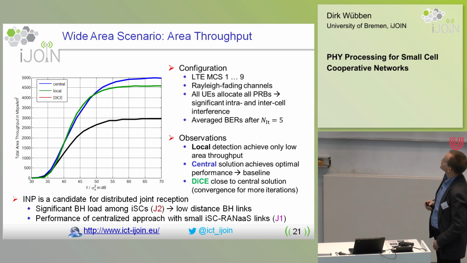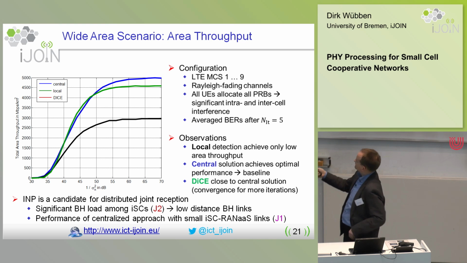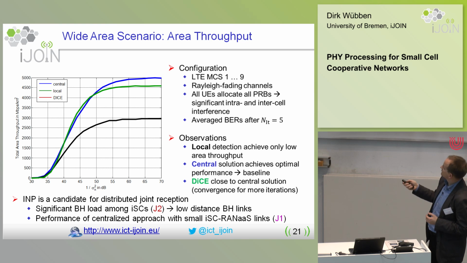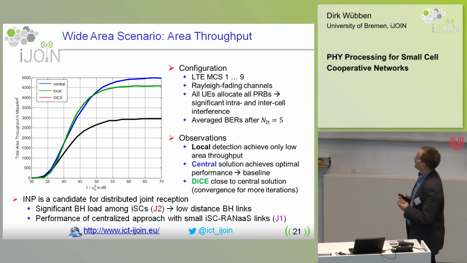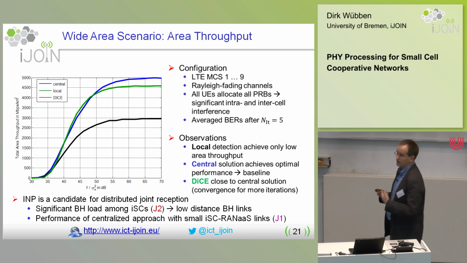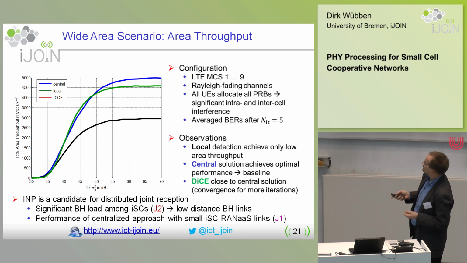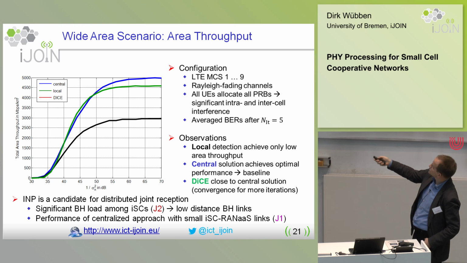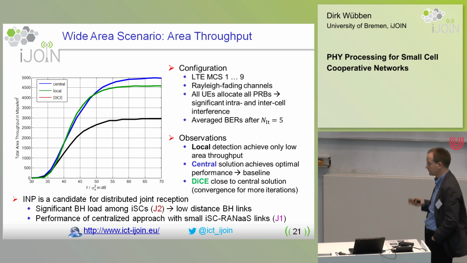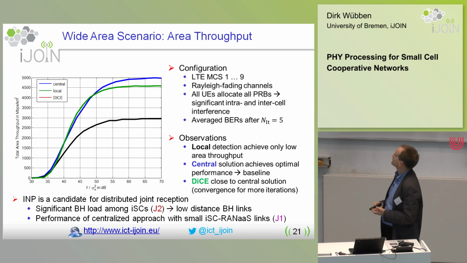And here we have the average bit error rate after just 5 iterations of this DICE approach. Here we see the corresponding results for just local observations, and here the area throughput saturates because of the strong interference, which is not covered really by this local estimation process, of course. In contrast, the centralized solution, which you can see here, achieves very good performance, for sure, because it can make use of all the received signals in a perfect way, and then can perform joint multi-user detection.